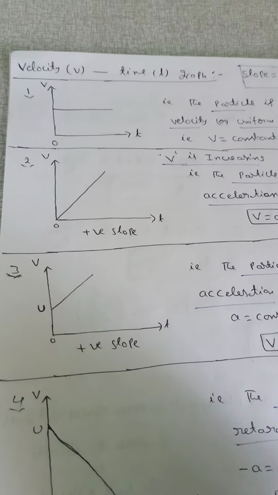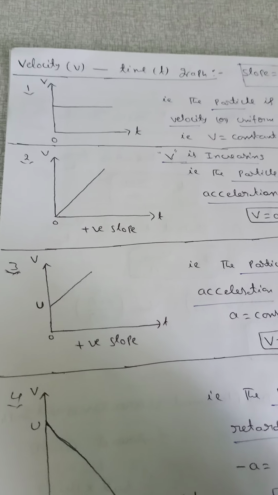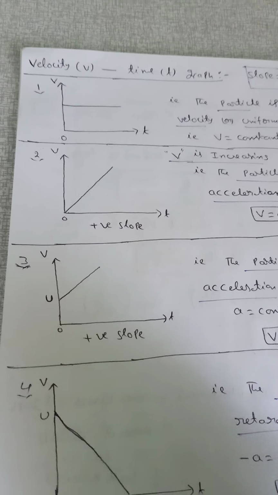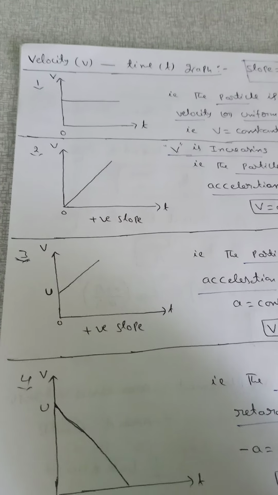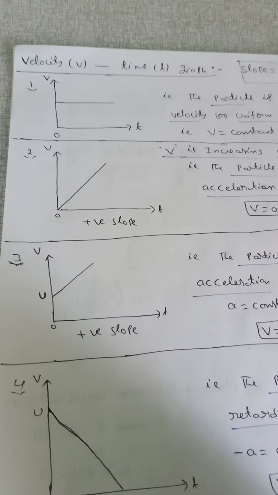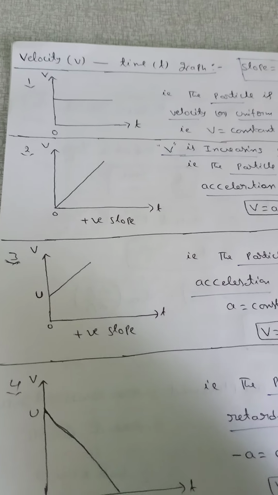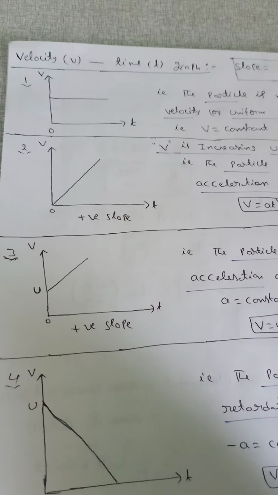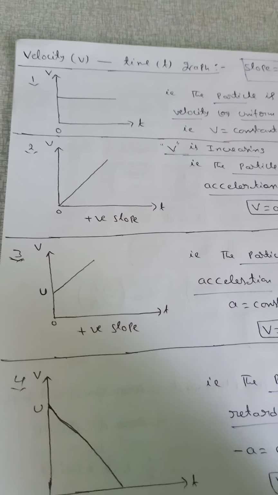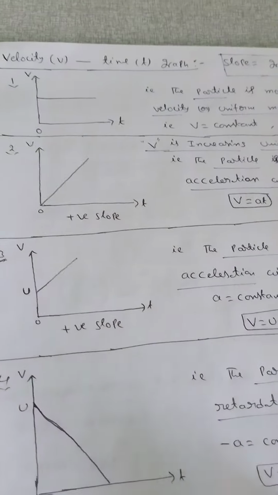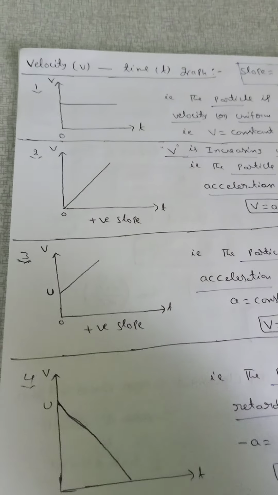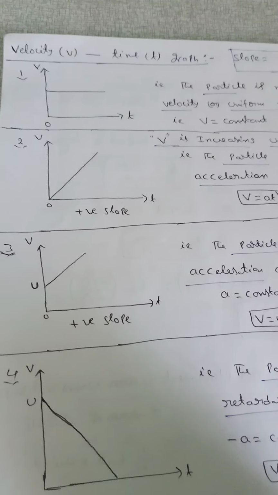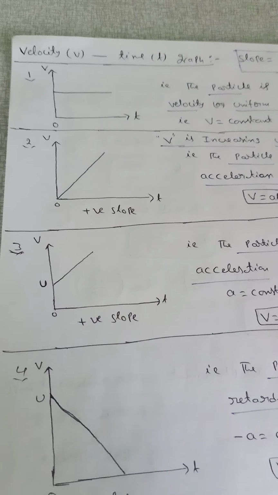velocity. The slope of the chord joining two points on the displacement-time graph gives the average velocity. Now the velocity-time graph has three key points. The slope of the tangent at any point gives the instantaneous acceleration. The slope of the chord joining two points gives the average acceleration. And third, the area under the velocity-time graph is the displacement or total distance traveled. These are the main 5 points.